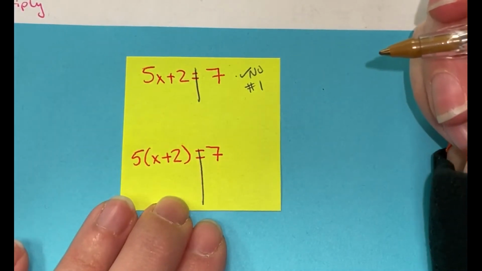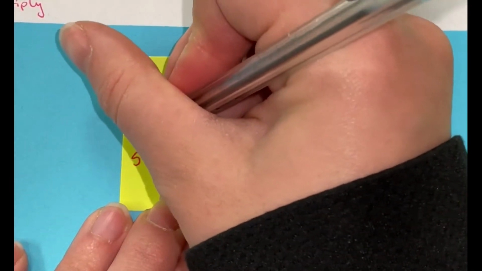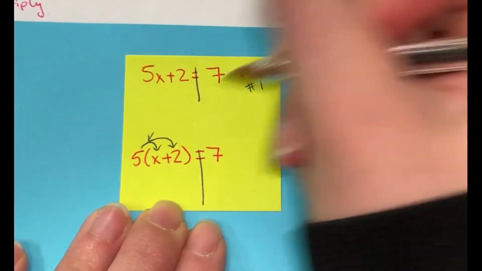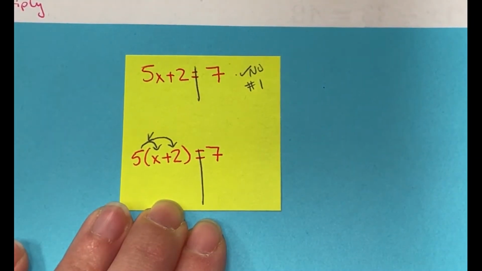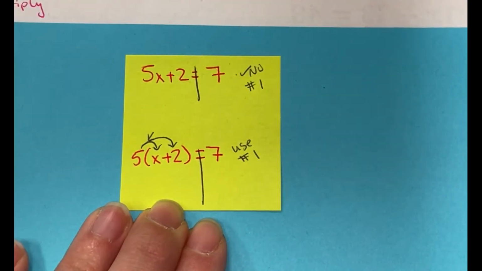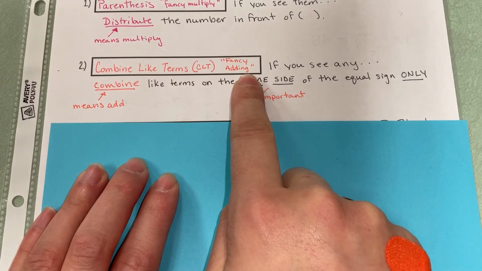However, if I look at this one, I do have parentheses right there. So I would take this 5 and multiply it to the x and to that positive 2. So this is where you use that step number 1. Step 2, we are going to combine like terms. This is a fancy way to say adding.